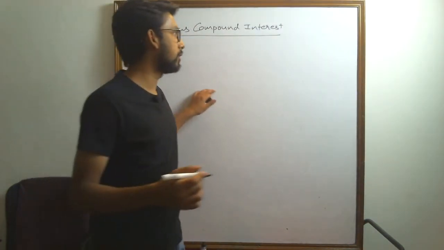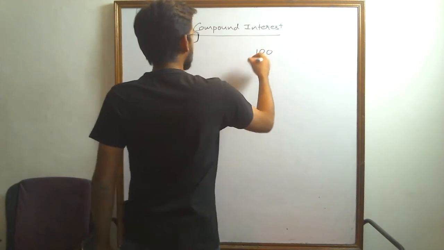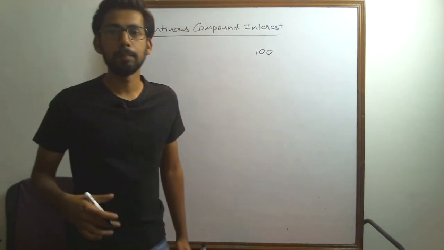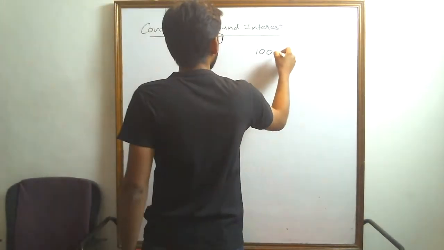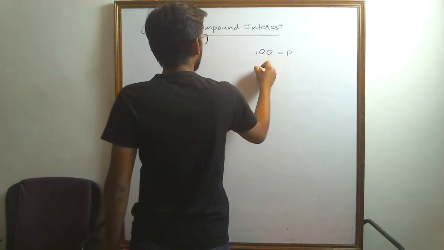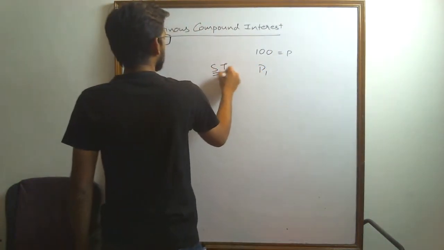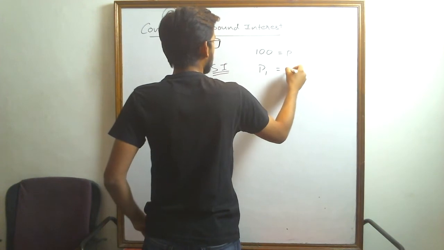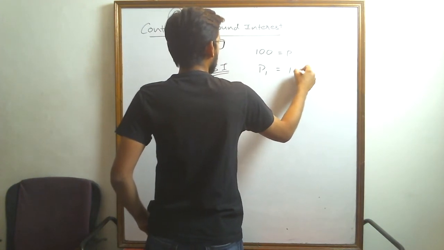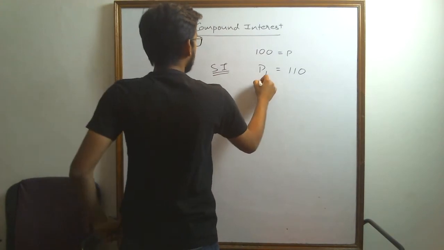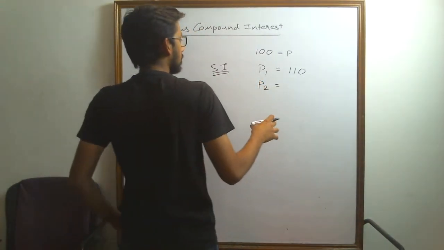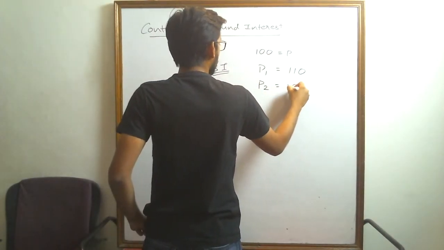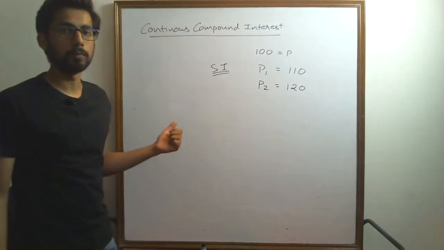Say I deposit 100 rupees in the bank. This is my principal amount, and say the bank gives me 10% simple interest. So after 1 year, in simple interest, I will be having 100 plus 10% of 100, that is 100 plus 10, 110 rupees in the account. And in the second year, again 10% on the principal amount will be given to me, that is 10 rupees. So in the second year the total amount in the bank account will be 120 rupees.